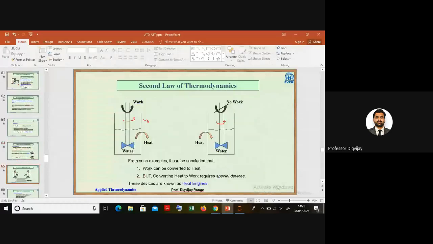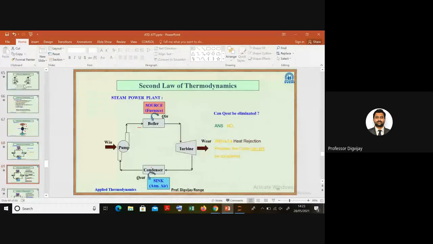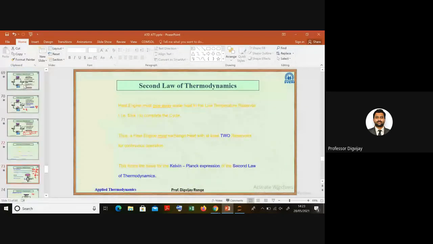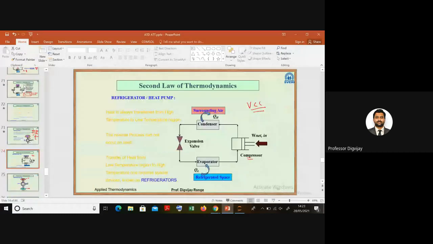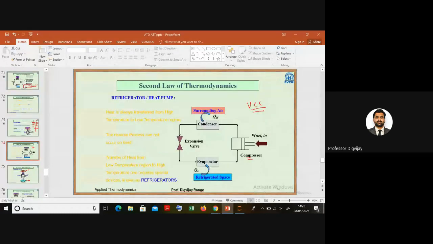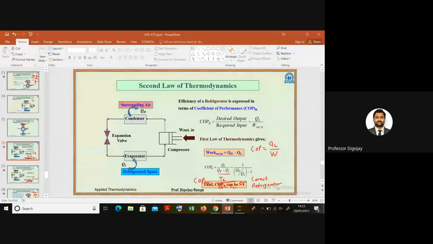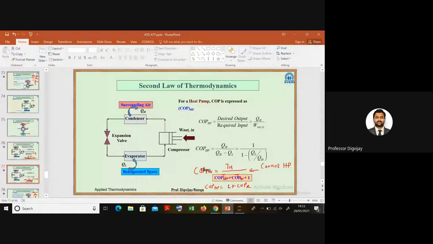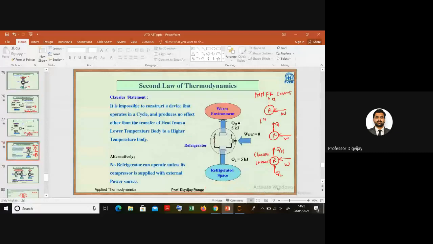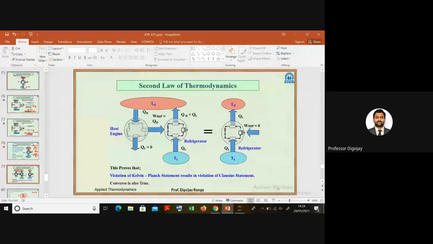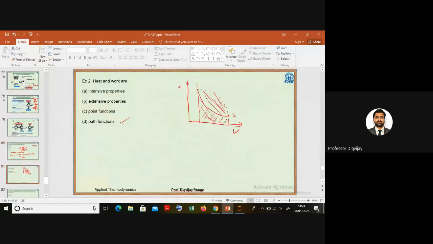In the second law we have seen the heat engine and steam power plant. Then we have seen the Kelvin-Planck statement. Then we have seen the refrigerator. Then we have seen COP, thermal efficiency and COP calculation. Then we have seen the Clausius statement. Then we have seen the converse to it: if the Kelvin-Planck statement is violated, then that will also violate the Clausius statement, and the converse. Then we have solved some numericals.